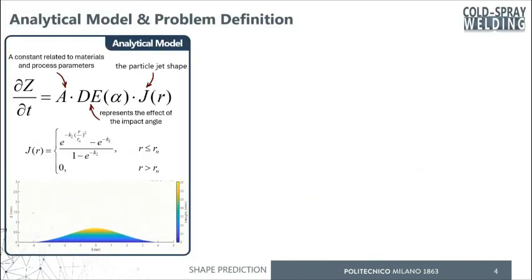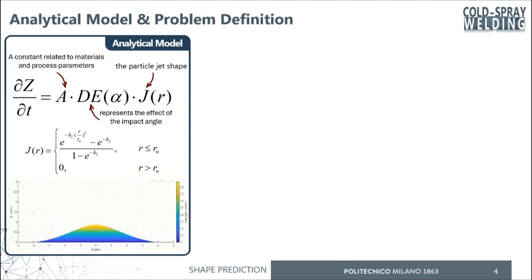The analytical base that I use in my model is this PDE, which represents the deposition growth through time. Here, A, D, E, and J are empirical constants and functions that need to be determined, and they change from one material to another, from one process parameter set to another. Conventionally, when researchers want to use this model, they need several experimental deposition shapes to calibrate these constants.